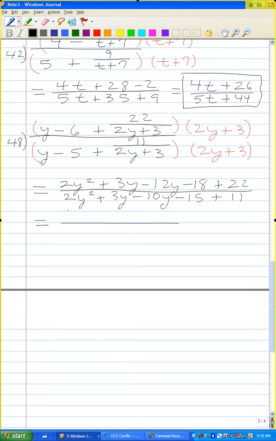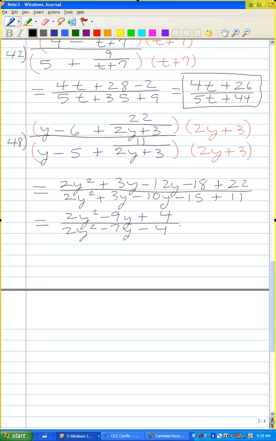well, combine like terms, so you get 2y squared. 3y minus 12y is minus 9y. 22 minus 18 is 4. 3 minus 10 is minus 7y. 11 minus 15 is minus 4.